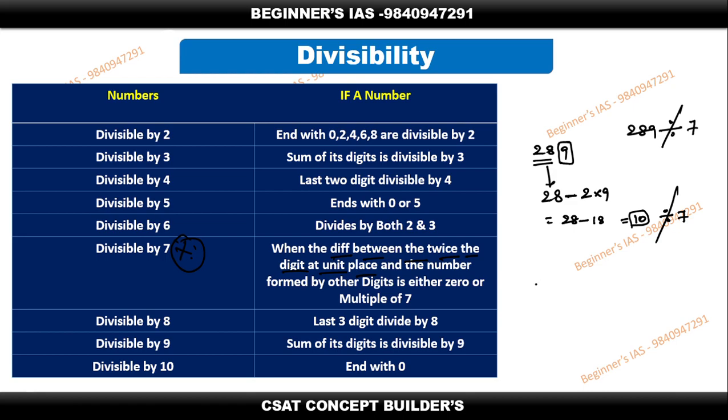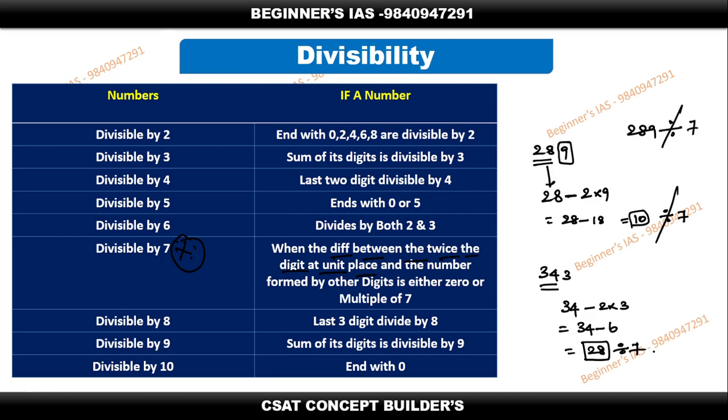If you want, we will check with 343. What is the rule? Twice the unit place digit is subtracted from the remaining number. So 34 minus 6, which is 28. If you know 28 is divisible by 7, you can stop here itself. Yes, 343 is divisible by 7.